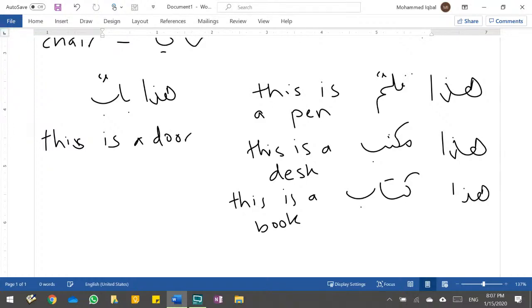Clear? Now, everyone turn the page to page 4.